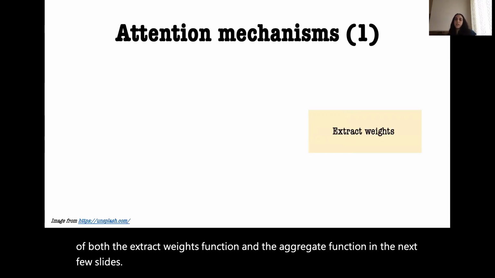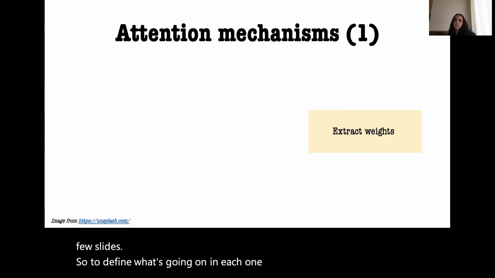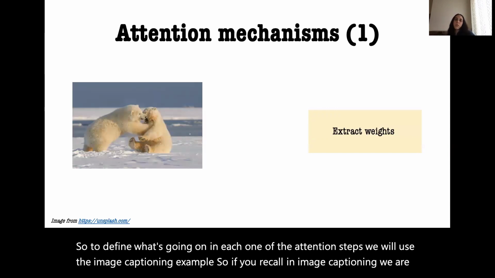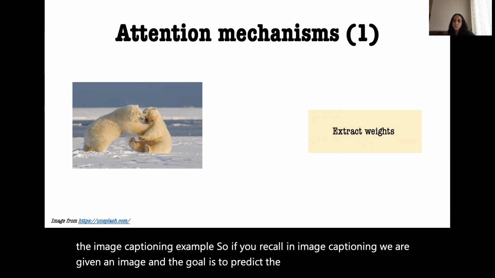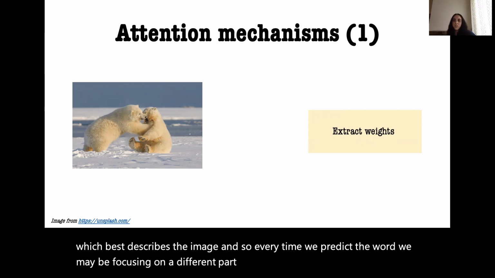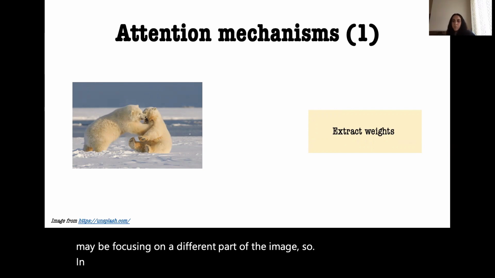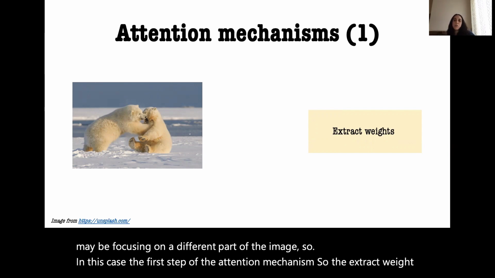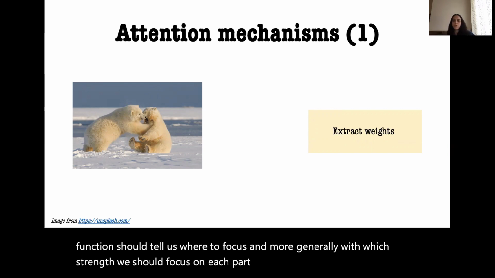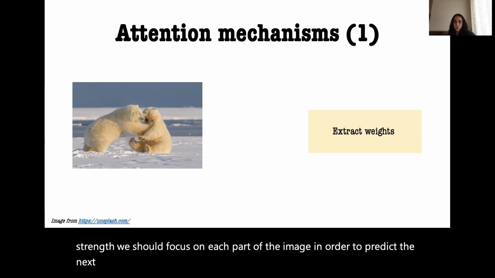So to define what's going on in each one of the attention steps, we will use the image captioning example. If you recall, in image captioning, we are given an image, and the goal is to predict the words forming a sentence which best describe the image. Every time we predict a word, we may be focusing on a different part of the image. So in this case, the first step of the attention mechanism, the extract weights function, should tell us where to focus, and more generally with which strength we should focus on each part of the image in order to predict the next word in the description.